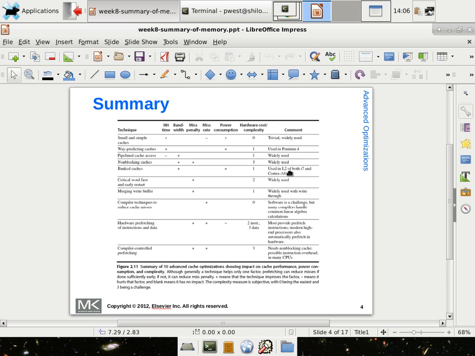Summary. Oh wow, there is no way to read that. Small and simple caches: trivial, widely used. Way predicting caches: the Pentium 4 used it. Pipelined cache access, of course, widely used. Non-blocking caches, also widely used. What that means is that you can have multiple loads and reads outstanding. So if you need to load a bunch of stuff, you can send those loads out. You don't have to wait for one load to complete before you start the next load.